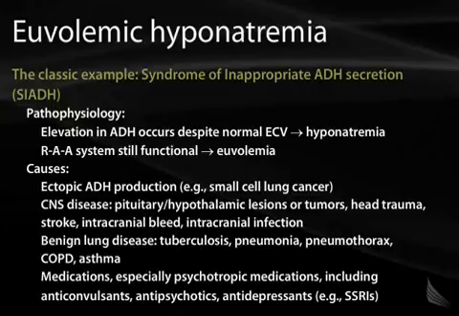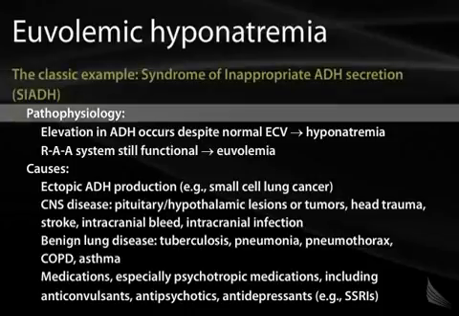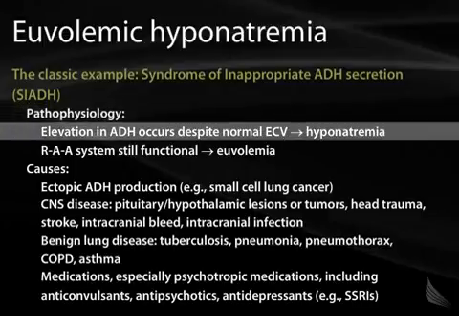Euvolemic hyponatremia is a setting where effective circulating volume is normal, yet ADH release is stimulated. The classic example is the syndrome of inappropriate ADH secretion. The pathophysiology is as follows. There is an elevation in ADH activity despite normal ECV. This can be from a variety of causes.